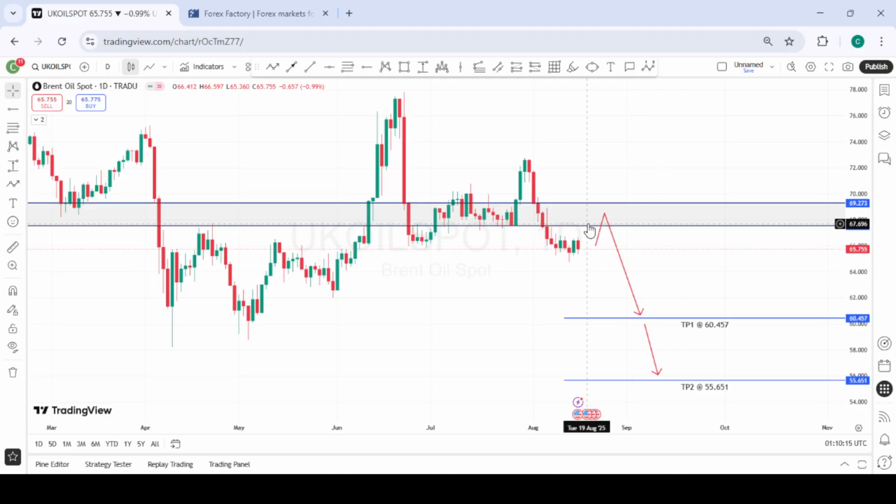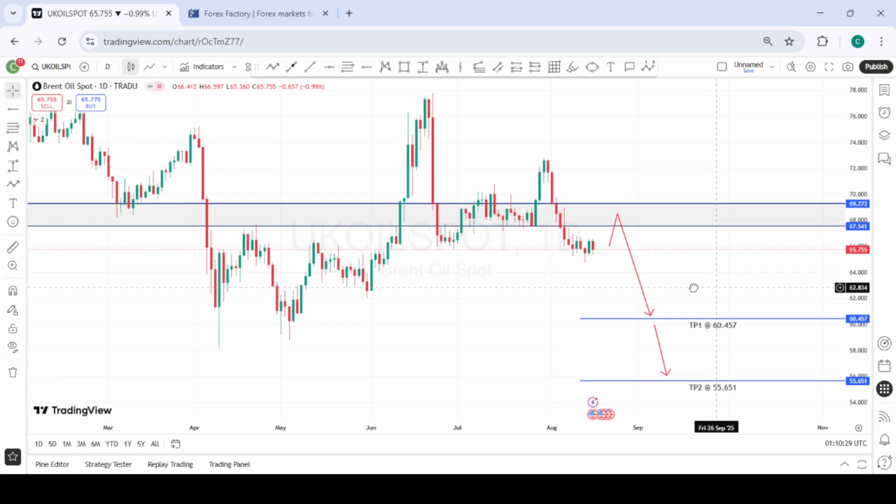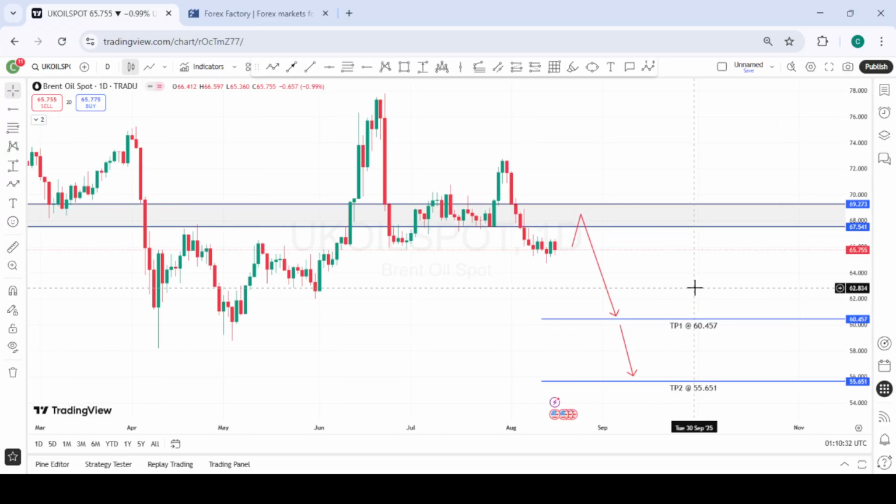We'll be expecting price to pull back to this area of interest, give us selling confirmations, then we can take ourselves to the downside and target this as our first TP, and then our second TP is going to be here also. So I'm very bearish on the UK oil, and it's a similar setup on US oil as well. So if you trade US oil, this is a similar setup we have on US oil.